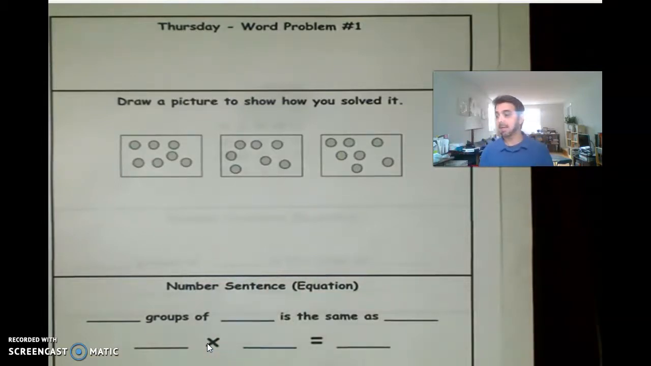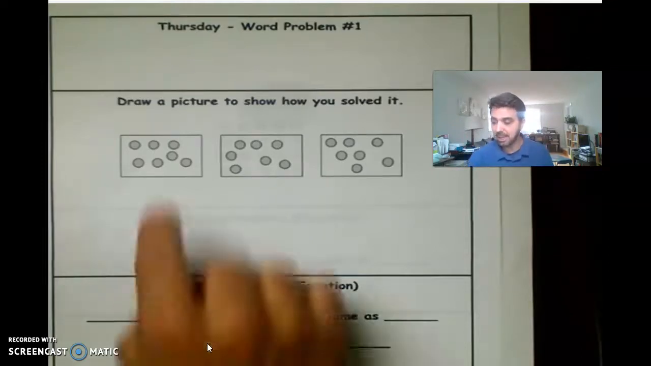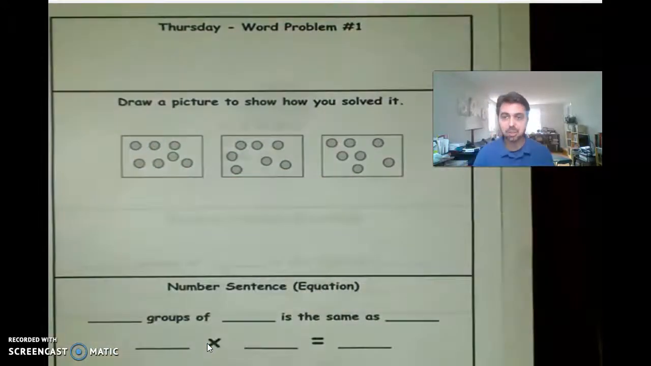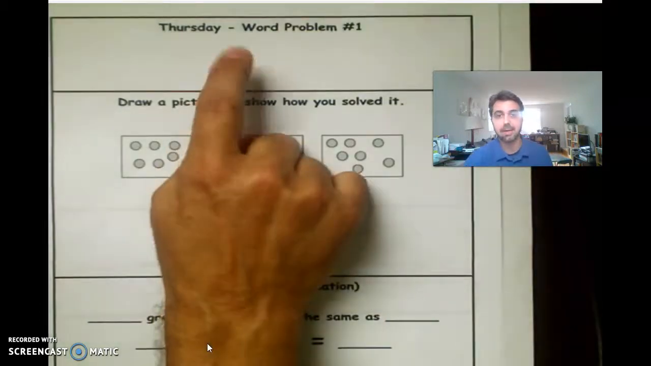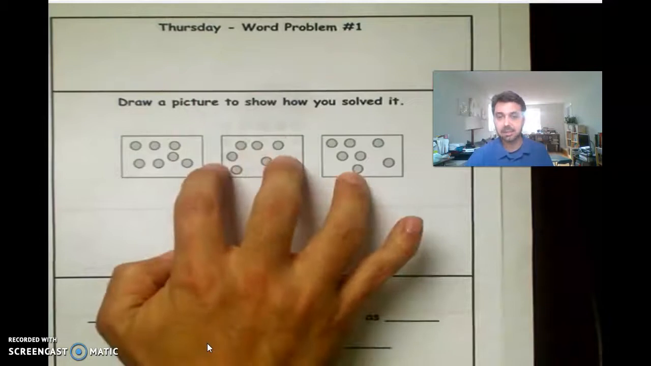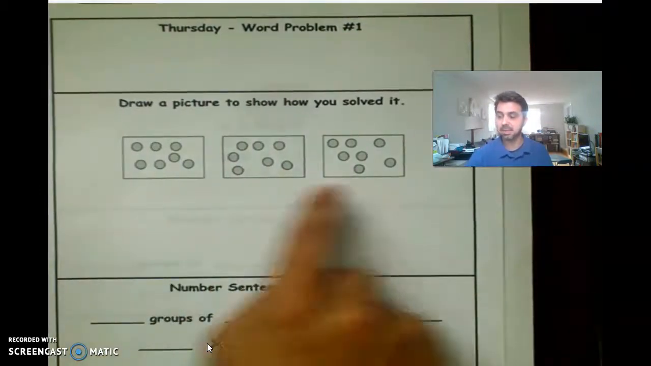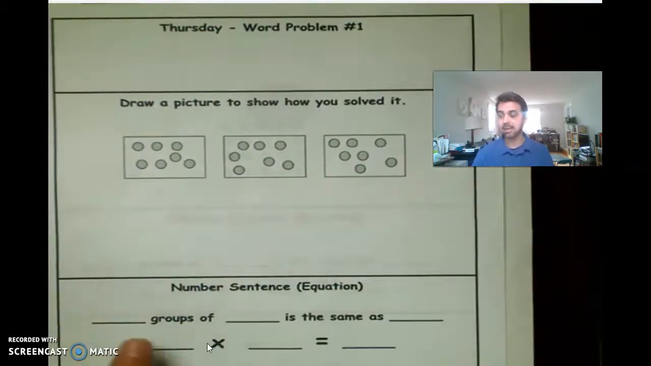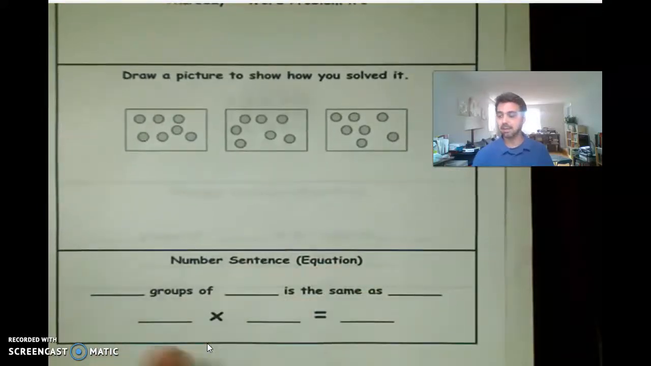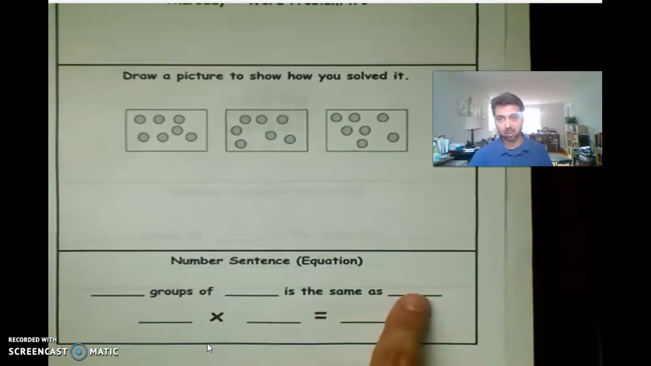It could be, I don't know, 3 monsters each ate 1, 2, 3, 4, 5, 6, 7 cookies, and how many cookies did they eat? Or 3 monsters each crushed 7 cars. How many cars did they crush? You be creative and make up your own story, which you're going to write right up here. The picture's already done, but you might want to put some numbers in here to show how you solve it. And then, just like we've been doing all week, you want to put in how many groups of is the same as, and what's your total.